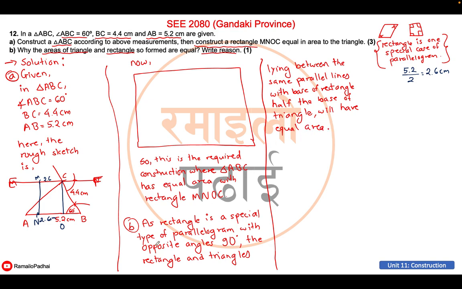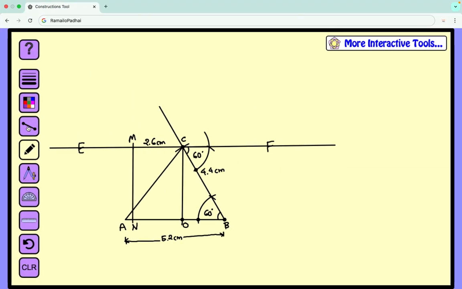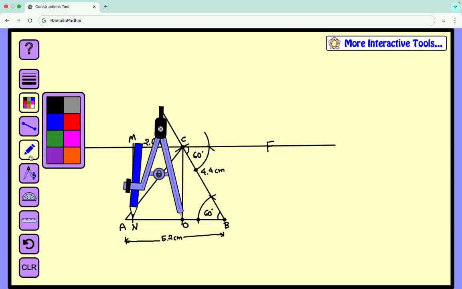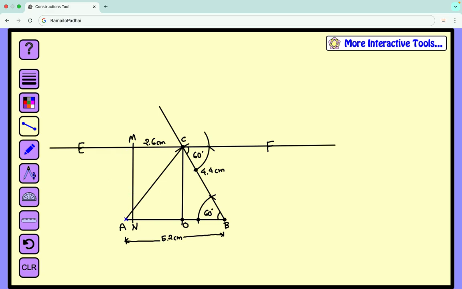As rectangle is a special type of parallelogram with opposite angles 90°, the rectangle and triangles lying between the same parallel lines with base of rectangle half the base of triangle will have equal area. So this is about this solution, and before ending this video I'll show you the triangles and rectangles so formed. So with this blue I am going to show you a triangle first. So this AB, BC and AC. So this ABC is a triangle formed with angle B 60°.